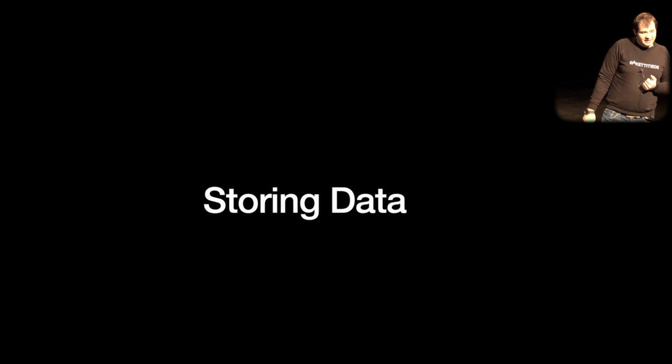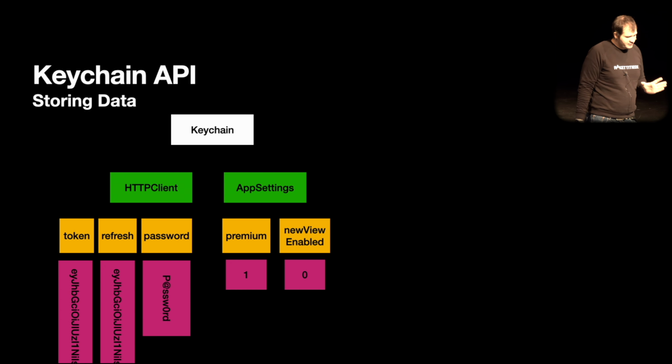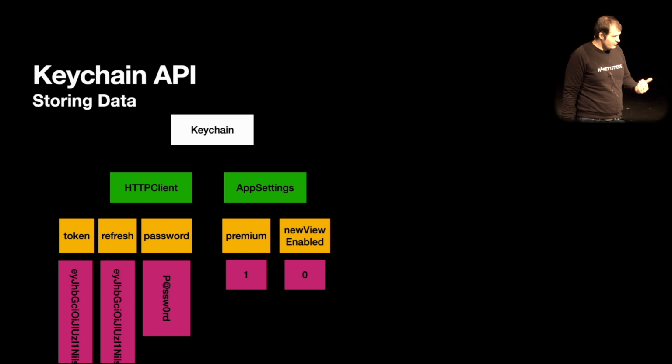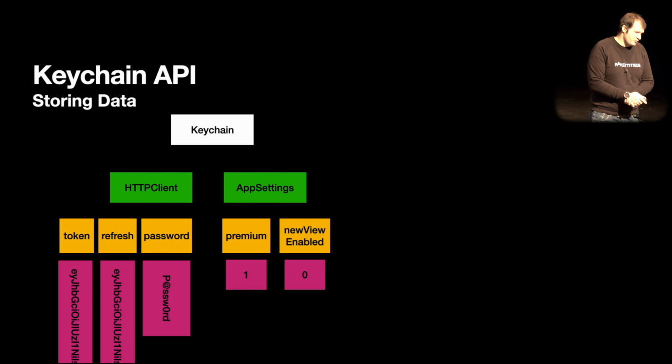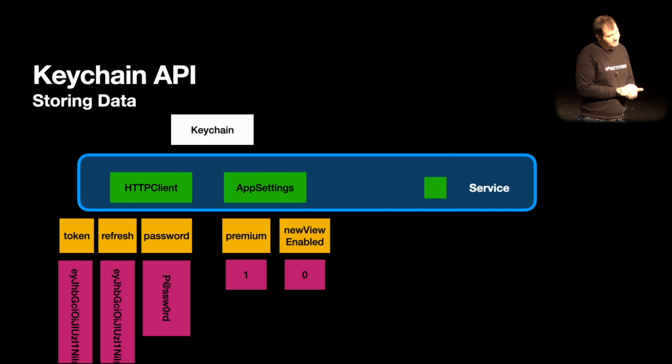Now let's store some data. Before we begin the actual coding, let's take a look at how it works and is structured under the hood. The keychain has three parts to any data being stored there. The first part is the service that defines that data. Service is a keychain term. It can be used to segregate multiple data pieces from each other.